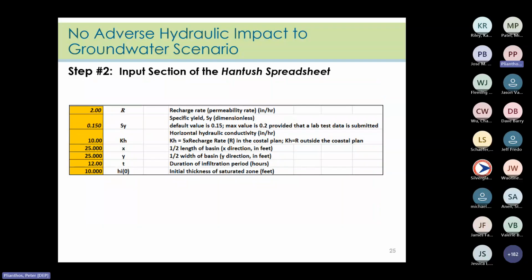Alternatively, you can grab screenshots from the input section of the Hantush spreadsheet, shown here with the parameter values from the previous slide entered in the gold shaded cells. This version of the spreadsheet is one that allows time to be input in hours rather than days, and recharge is in inches per hour.